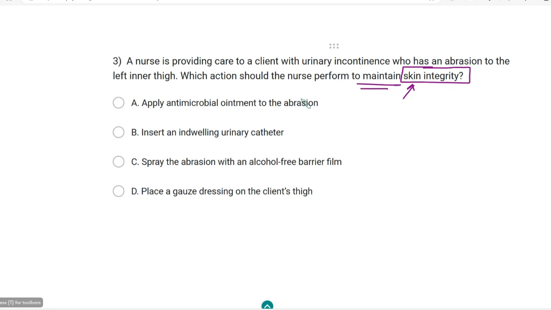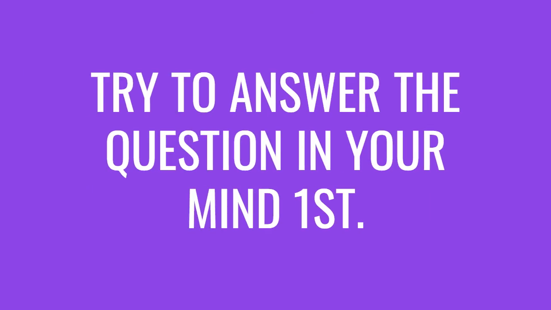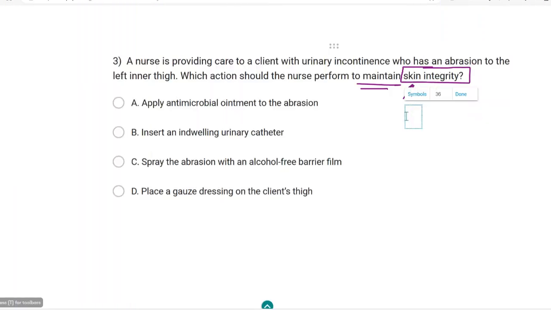So before you look at your options, a good test tip that I say is just think about, what do you do for skin integrity? What do you do for your patients? If you're a CNA, or if you're an LPN going back for your RN, or if you are a medical assistant, or if you take care of somebody at home, or you do home care, whatever you do, maybe even what you did in clinicals, what were you taught and what do you know about maintaining skin integrity?